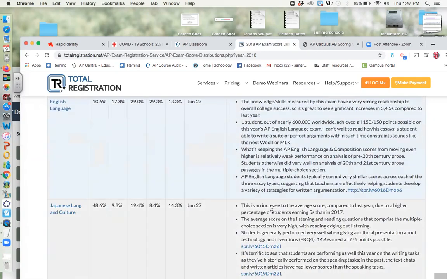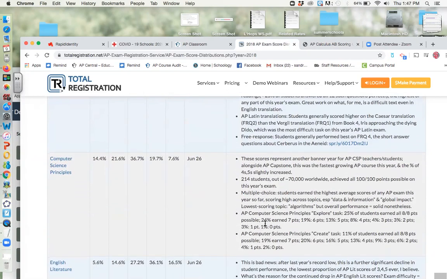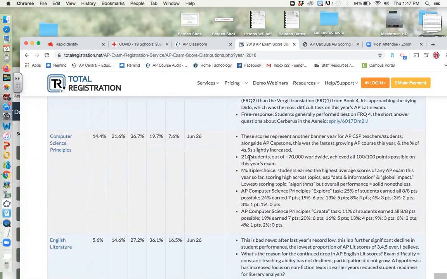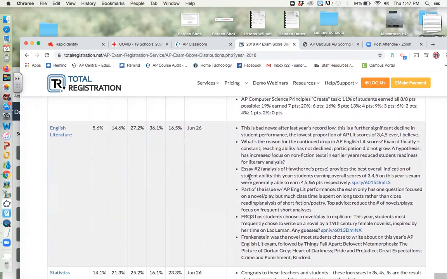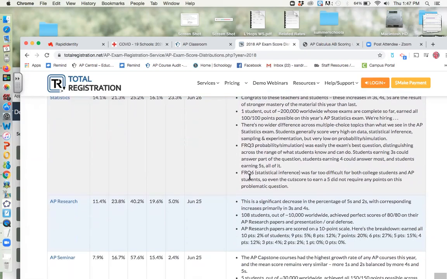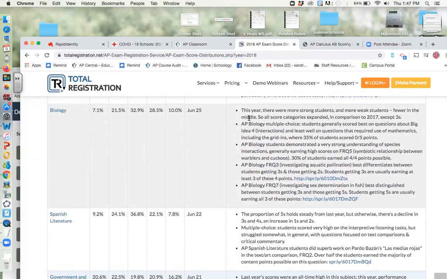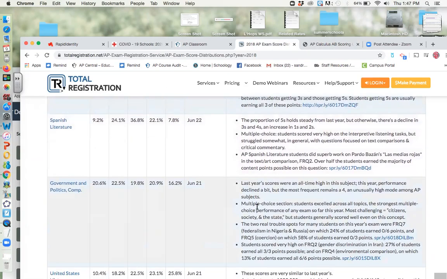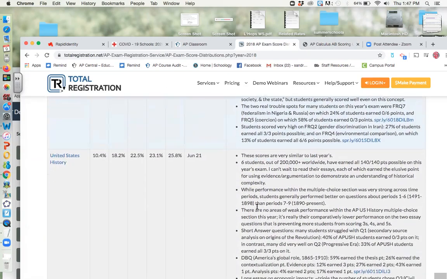Let's go to one you might be interested in, though. One that a lot of you take. Computer science, 214, that's a lot, acing that one. Bad news in English literature in 2018, stats, 1 student aced it. But you'll notice biology, looks like nobody aced the bio one. If they don't say anything, then it means nobody got a perfect paper.